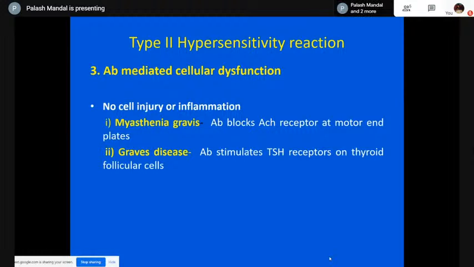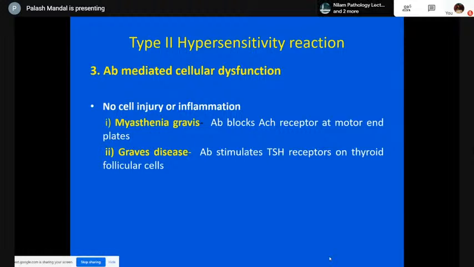So this antibody which was produced against the ACH receptor led to reduced contraction of the muscle, that is, the neural transmission was blocked. The ACH, the neural substance which is responsible for the eventual muscular contraction, was blocked at a particular synapse and the muscle could not contract. So that is the basis of myasthenia gravis. The reaction is blocking and reduced activity.